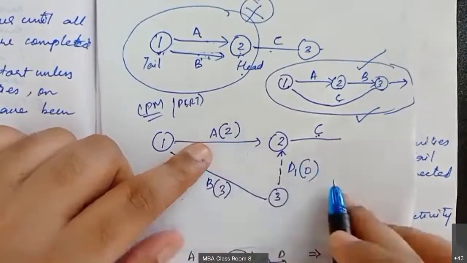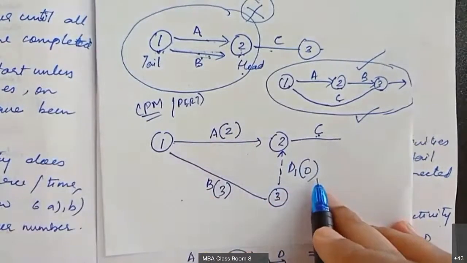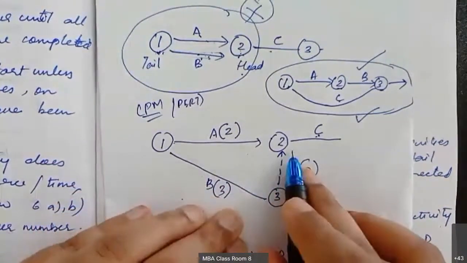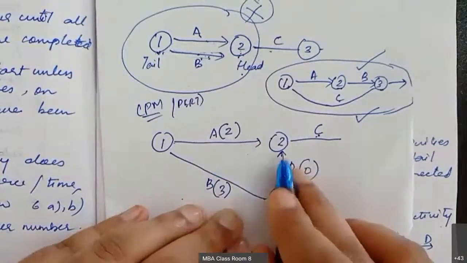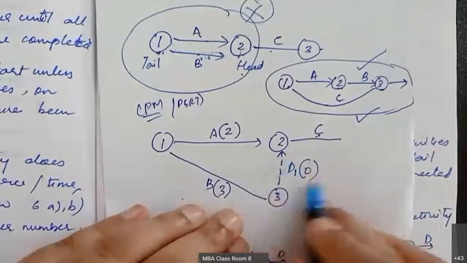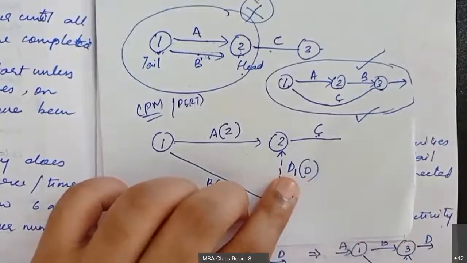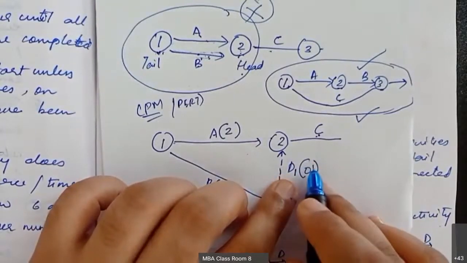For a dummy activity, what will happen? A dummy activity will not have any duration. So this is just to represent the precedence. Before C, A and B need to be completed. Just to represent that relationship, we are using this dummy activity. Other than that, it does not have any other meaning. There are no resources allocated, and there is no duration for this dummy activity.